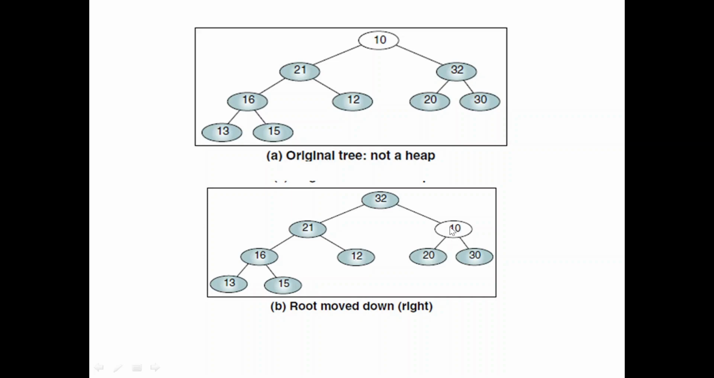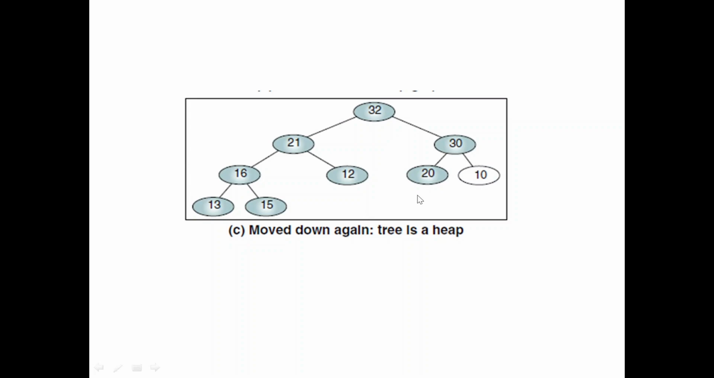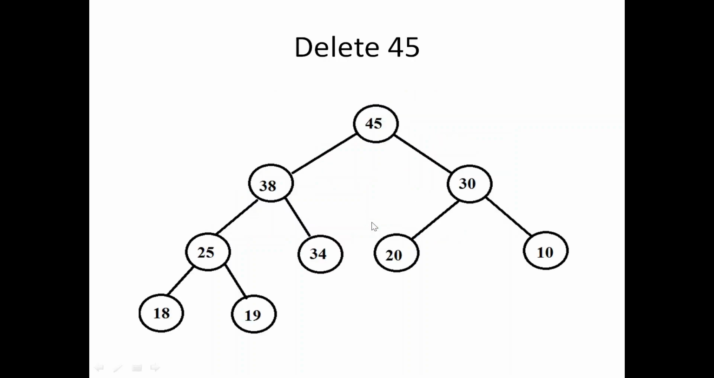So once again 10 and 20, 30 are compared, and this value is less than both of them, so we have to swap, and for that we have to identify the larger child among the two, and by comparing 20 and 30, we can see 30 is larger. So this is what happens when you call the reheap down algorithm.